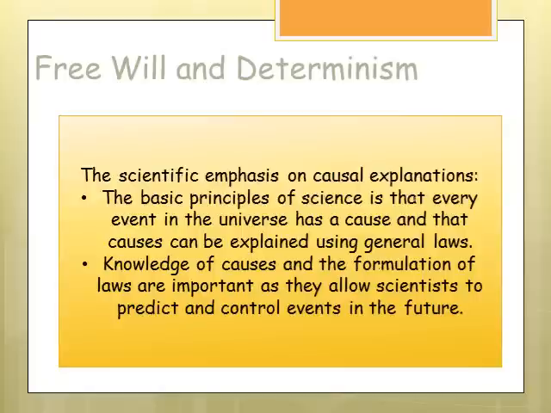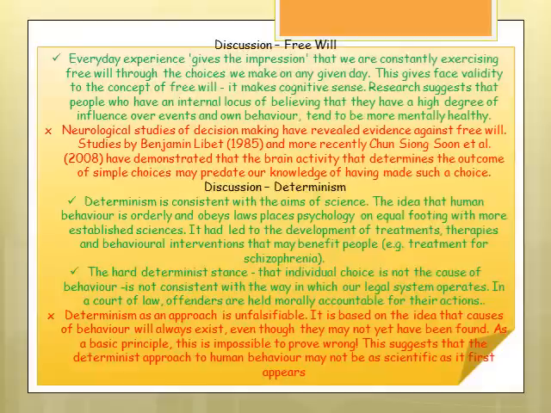You also need to be aware, within this topic, of the scientific emphasis on causal explanations. The basis of the principles of science is that every event in the universe has a cause, and that cause can be explained by creating a general law. The knowledge of the causes and the formulation of the laws are important, as they allow scientists or psychologists to predict and control events in the future. So if we know the causes and a law for behaviour, then we should be able to accurately predict someone's behaviour and control that behaviour in the future, or treat it.